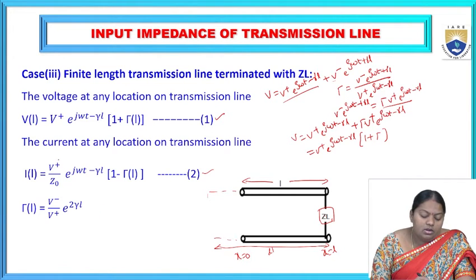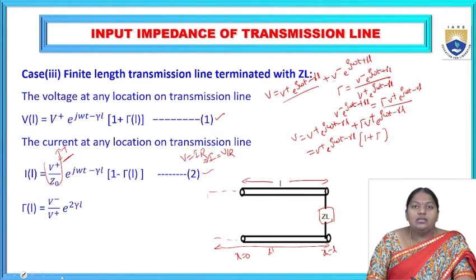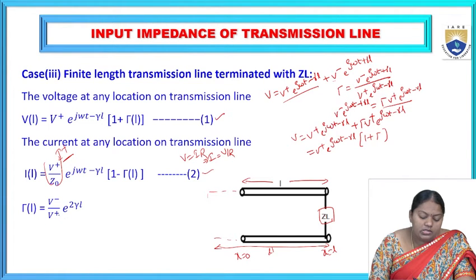Here also I plus can be written, as we know that according to Ohm's law V equals IR, so I is equal to V by R. In place of I plus we consider V plus by Z naught. So I plus e power j omega t minus gamma L into 1 minus gamma L. Then gamma of L, if we simplify these two relations, is V minus by V plus into e power j omega t plus gamma L minus j omega t plus gamma L. Minus j omega t plus j omega t gets cancelled, and V minus by V plus e power 2 gamma L is left out.